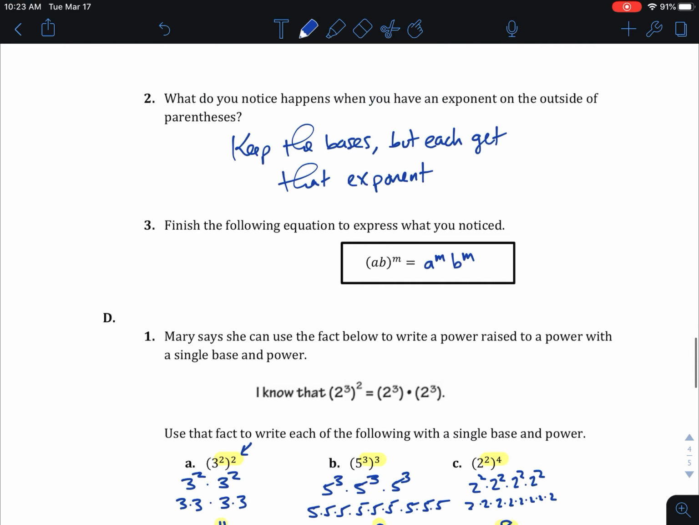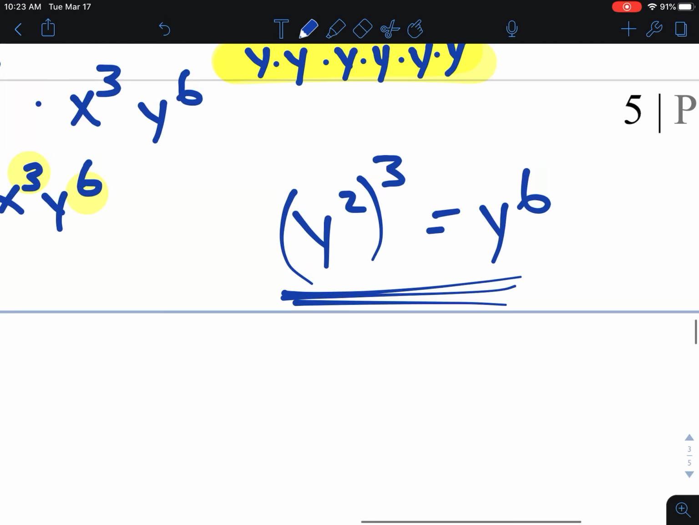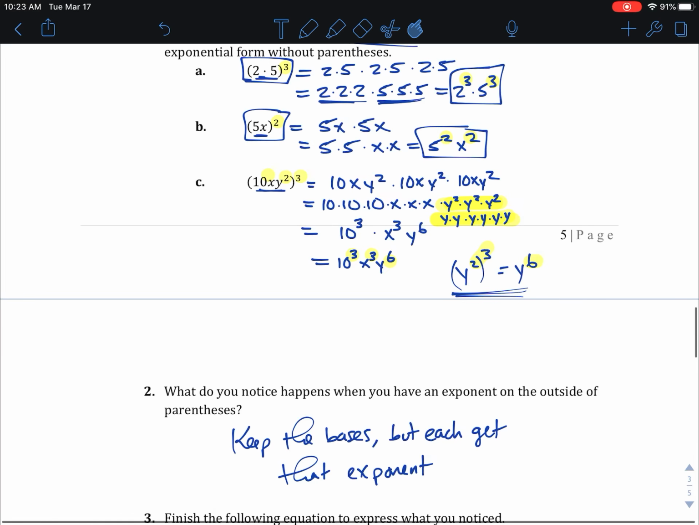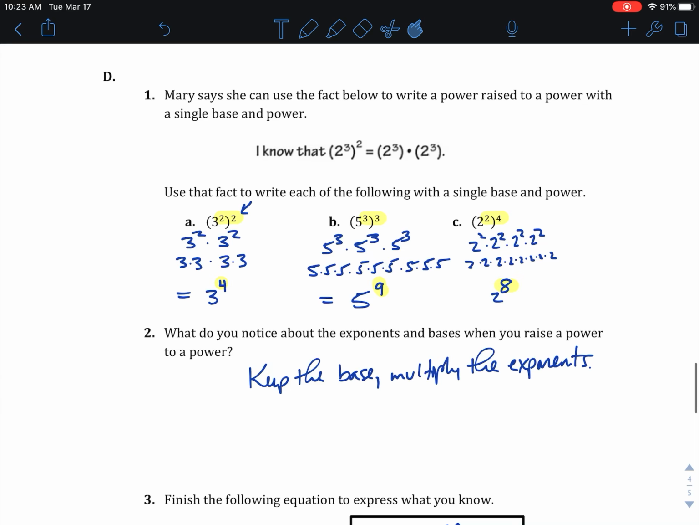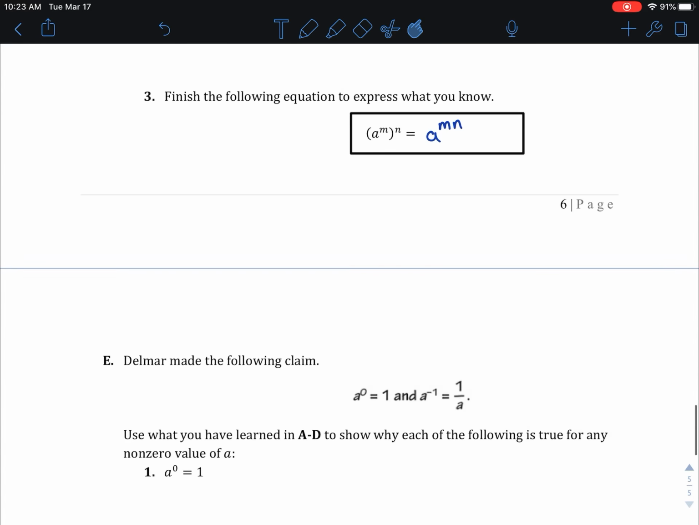That's why back here we had y squared cubed is y to the 6, because you're really just multiplying. Groups of groups become just a multiplication. That's another nice rule there, which is pretty cool.